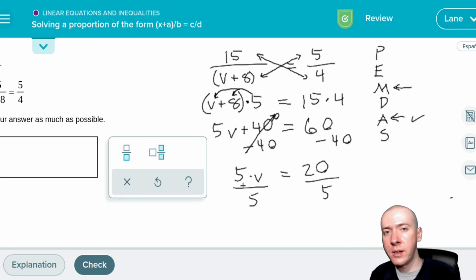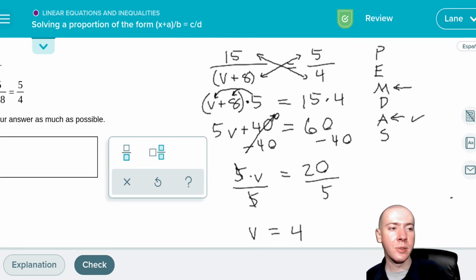If we do that, then on the left-hand side, these two 5s cancel out. And all we have is v. And on the right-hand side, what's 20 divided by 5? It's 4, right? So that's our answer. V is equal to 4. Let's put that in.